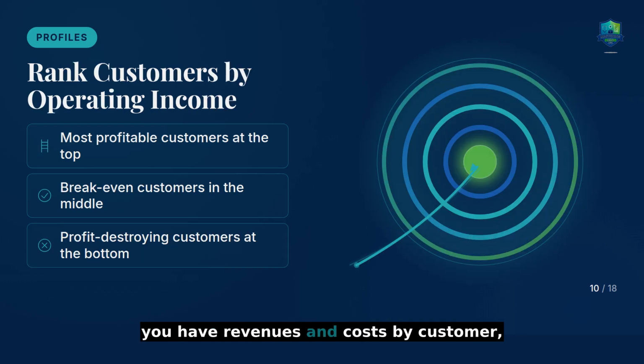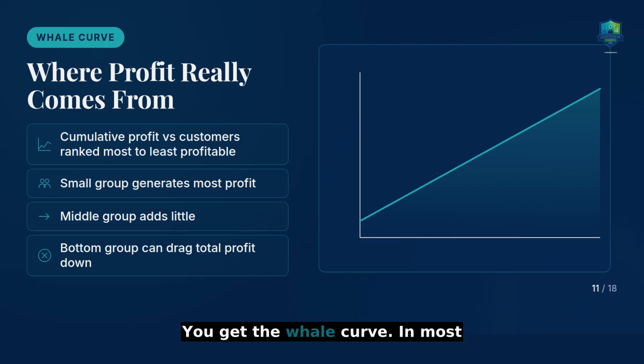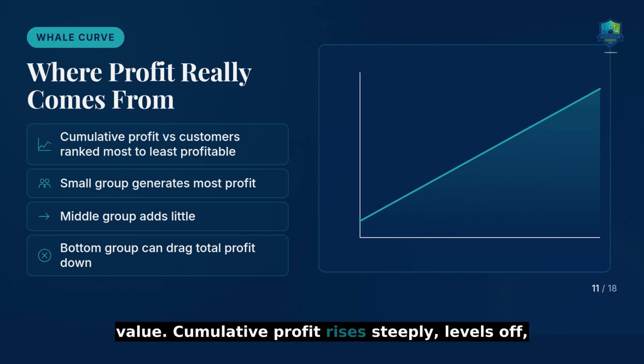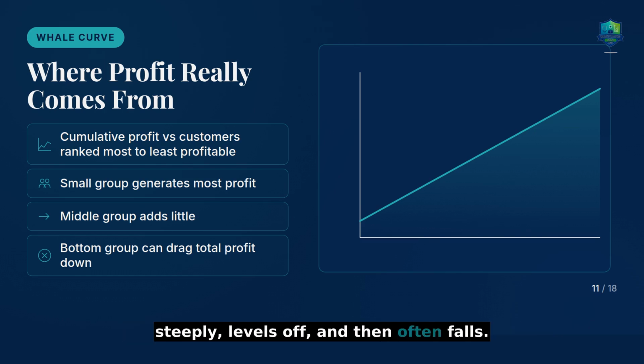Once you have revenues and costs by customer, you can rank customers by operating income. Plot them from most profitable to least profitable on the horizontal axis. Plot cumulative profit on the vertical axis. You get the whale curve. In most companies, the curve looks the same. A small group of customers generates most of the profit. A middle group breaks even. A bottom group actually destroys value. Cumulative profit rises steeply, levels off, and then often falls.